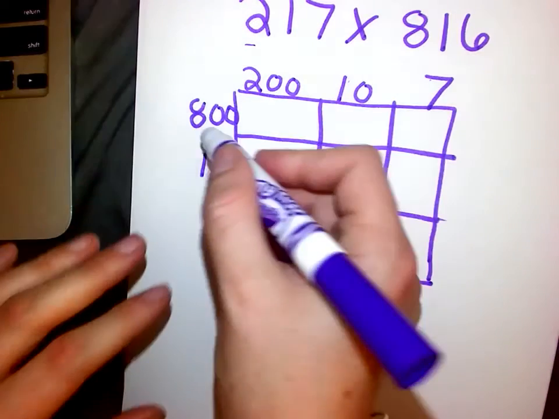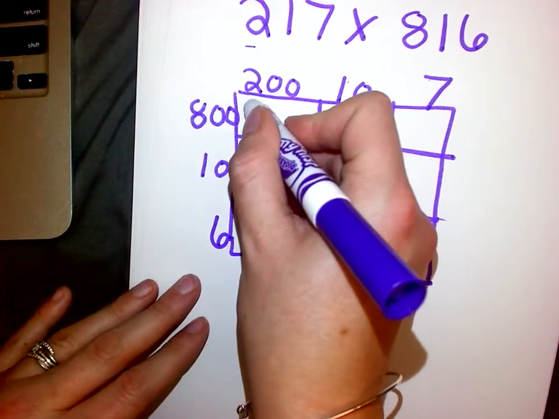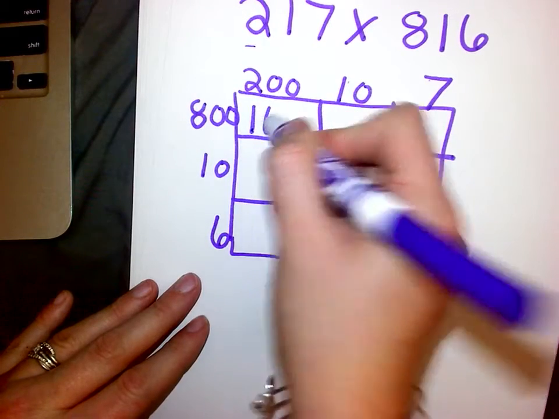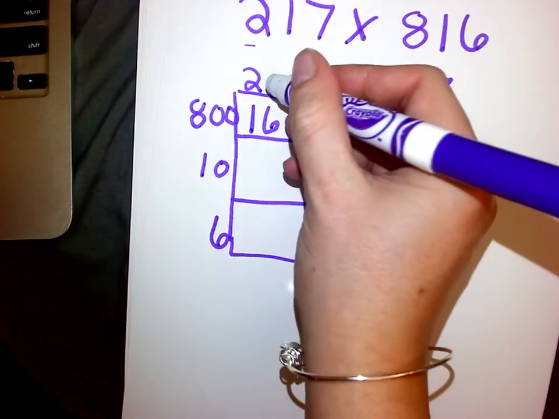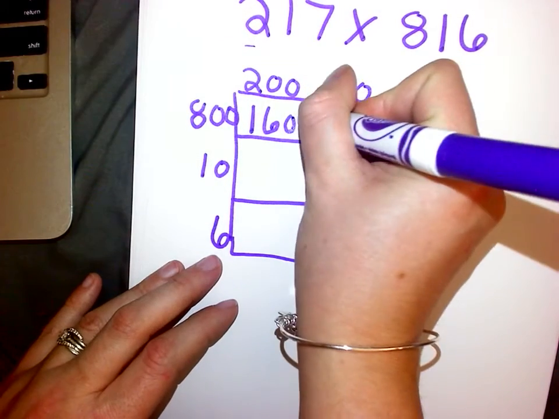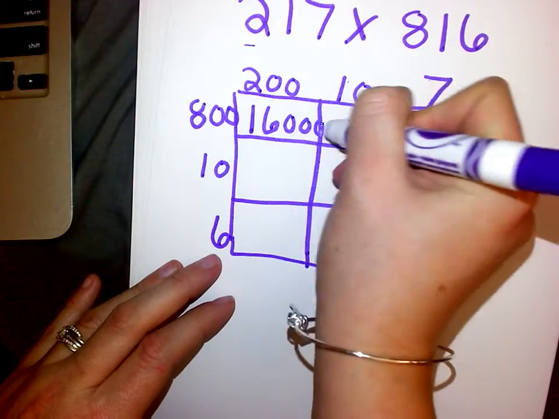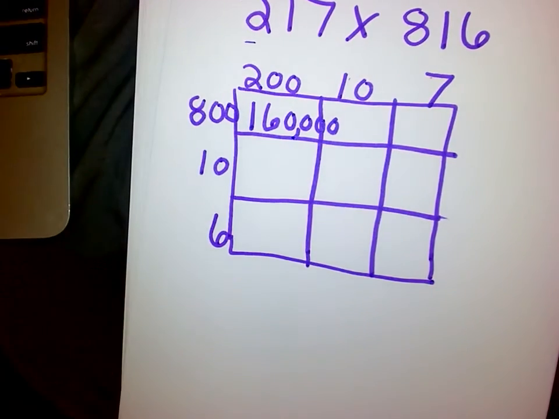So 8 times 2 is actually what I would say to the kids here, and they would get 16. And then how many zeros are there? Well, there's 1, 2, 3, 4. So we're going to write the 4 zeros. And it looks like I'm going to run out of room a little bit. 1, 2, 3. So 160,000.